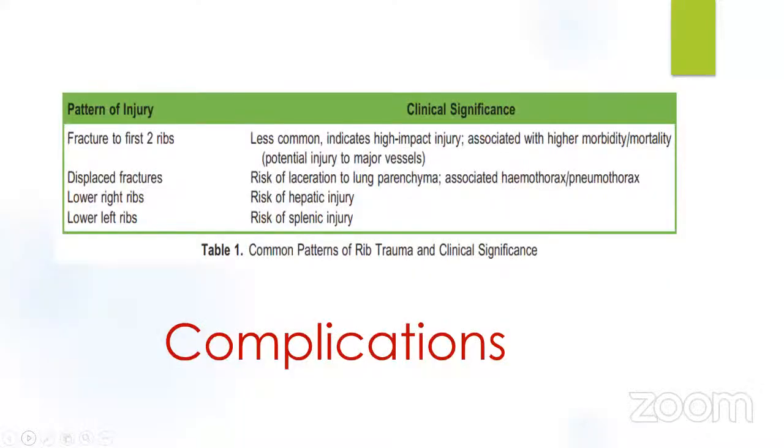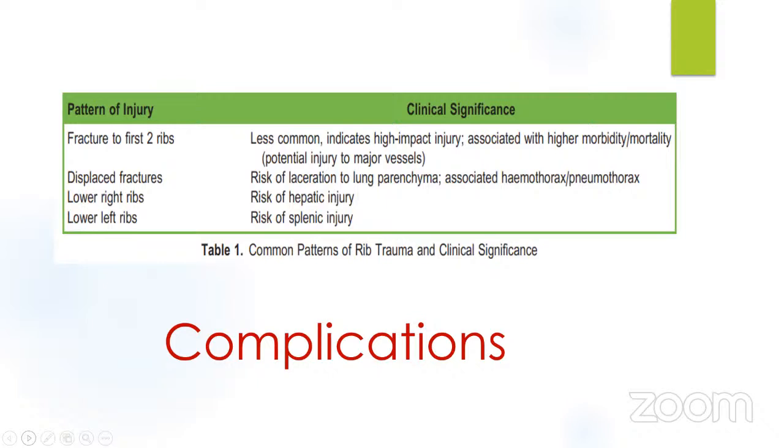And these are the common patterns of rib trauma and their clinical significance. Fracture of the first 2 ribs is less common, and it indicates high impact injury. They are associated with higher mortality as well as morbidity because of the potential injury to the major vessels. Coming to the displaced fractures, there is a risk of laceration to the lung parenchyma, and they are also associated with hemothorax and pneumothorax.